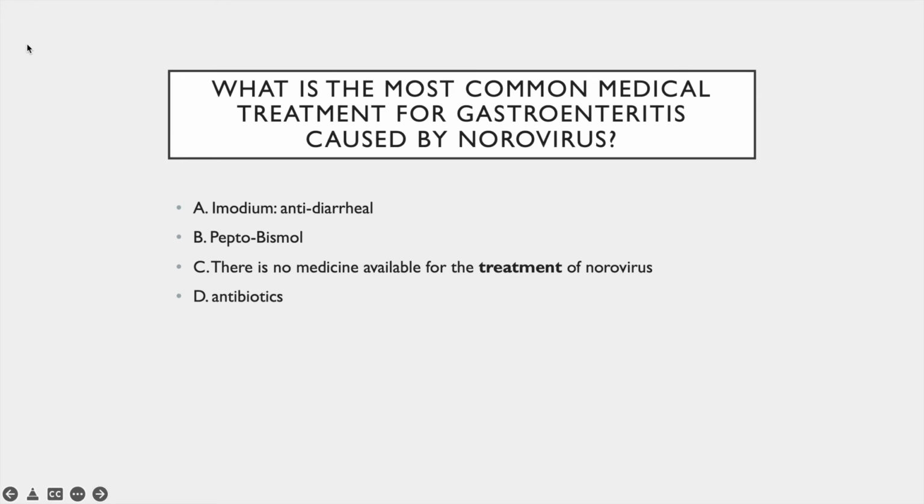So just a question for everyone here. What is the most common medical treatment for gastroenteritis caused by norovirus? We have a few options here. A, Imodium or an antidiarrheal. B, Pepto-Bismol, which you would take for upset stomach, diarrhea. Everyone's heard that commercial. C, there is no medicine available for the treatment of norovirus. Or D, antibiotics. I'll give you all a minute to choose your answer there.